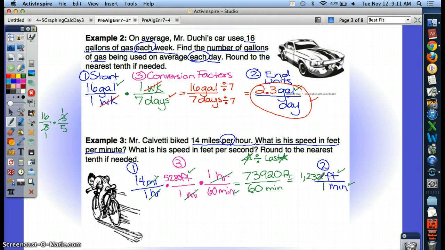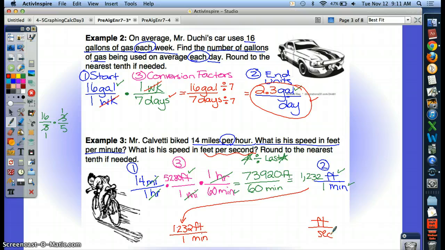The second part of that question then was, what is his speed in feet per second? So now I want to know this. What is his speed in feet per second? Well, it's going to be easier for you if you start with this answer. So now we have 1,232 feet per 1 minute. I want to get feet per second. Pause and try this and then press play and see if you got it right.